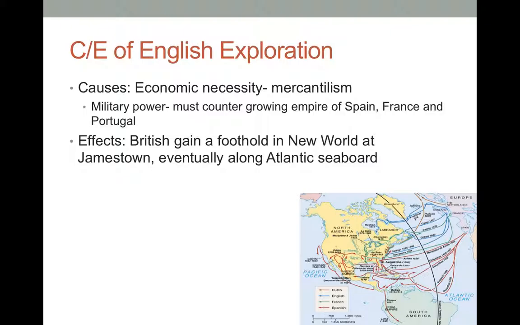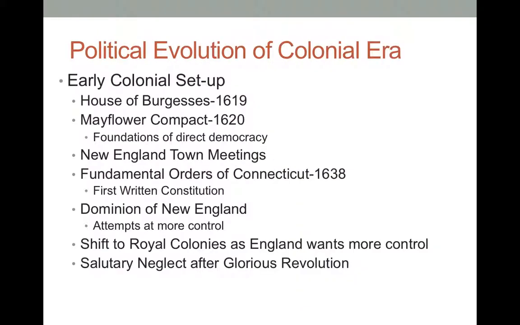First, they're colonizing in Africa and other various places. When the New World is discovered, this becomes a new place for them to explore as well. The British are going to be a little bit late to the game, but they'll gain a foothold at Jamestown and then eventually all along that Atlantic seaboard.